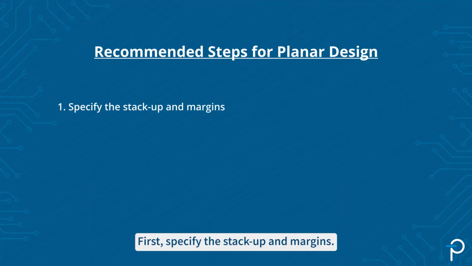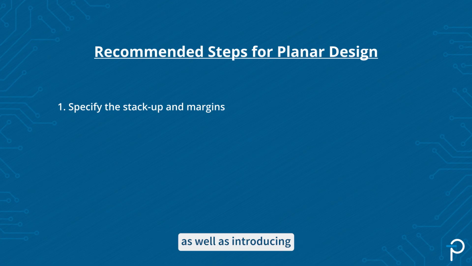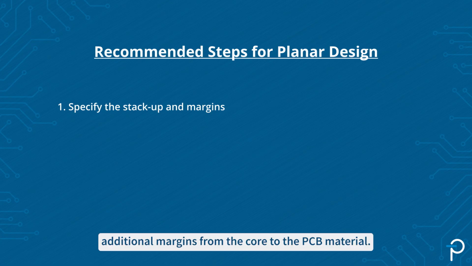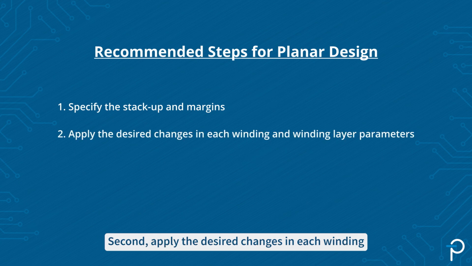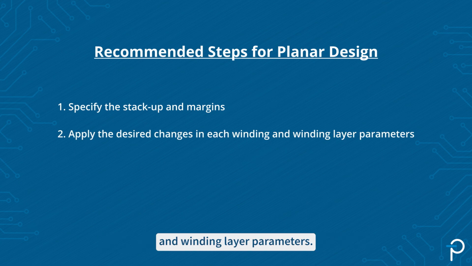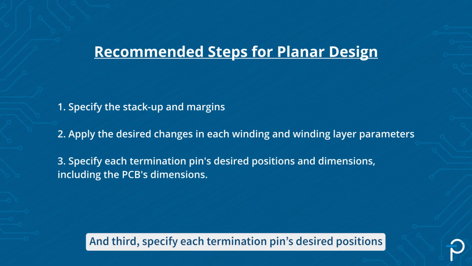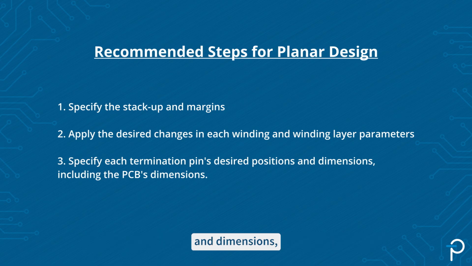First, specify the stackup and margins. This includes defining the winding and insulation layer stackups, as well as introducing additional margins from the core to the PCB material. Second, apply the desired changes in each winding and winding layer parameters. And third, specify each termination pin's desired positions and dimensions, as well as the PCB's dimensions.